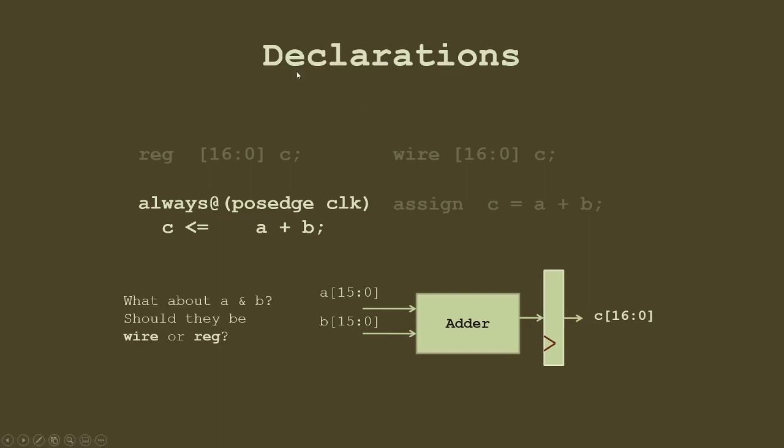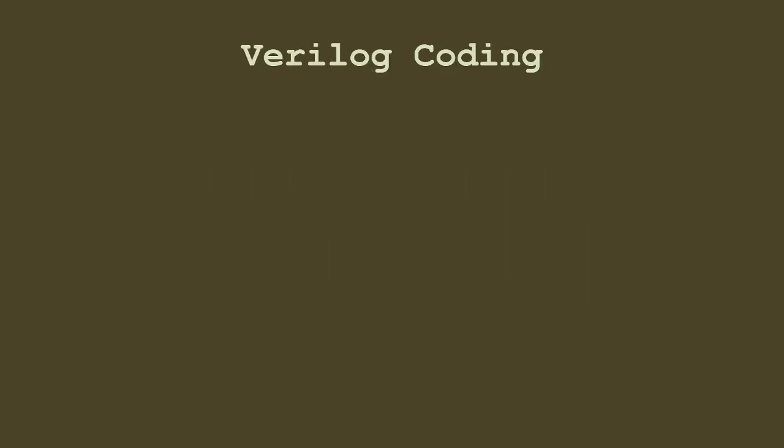What about A and B? I told you that on the left side, whatever is assigned has to be declared as reg if it's an always block, or a wire if it is an assign statement. So what about A and B? A and B will be reg or wire depending on where they come from. If A and B come from some other piece of code that is an always block, then A needs to be a reg. If that piece of code is an assign statement, then A needs to be a wire.